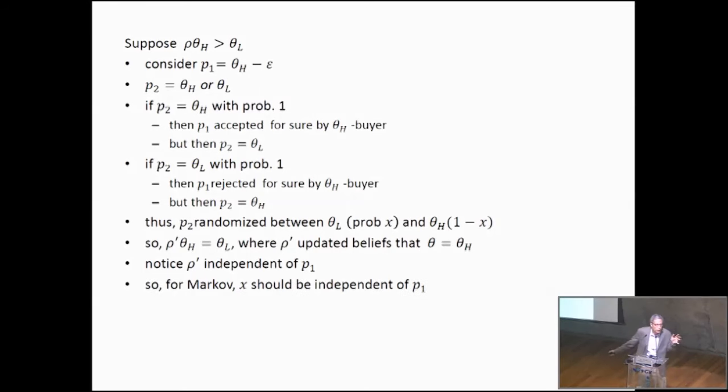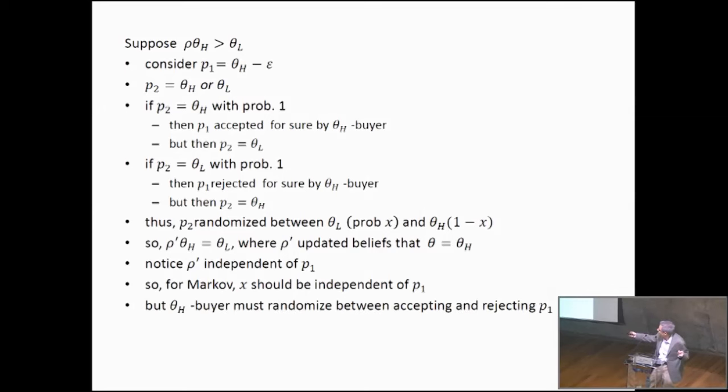And that means in particular that the seller's randomization between theta H and theta L cannot depend on P1. That would be a violation of the Markov principle that your behavior should not depend on irrelevant parts of the past. So X should be independent of P1. But just as the seller must randomize between theta H and theta L to have a well-defined continuation equilibrium, the theta H buyer must also randomize between accepting and rejecting P1, which means that the theta H buyer must satisfy this equation of indifference.